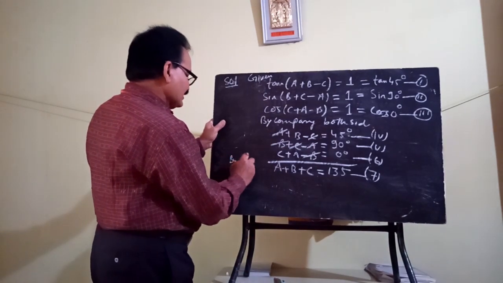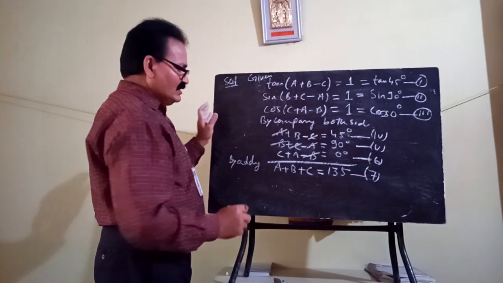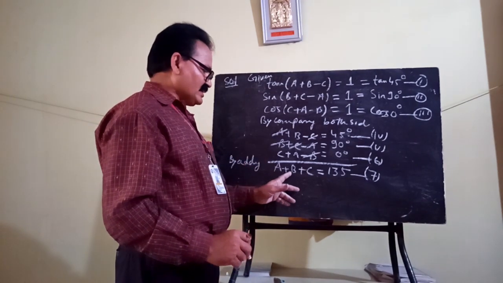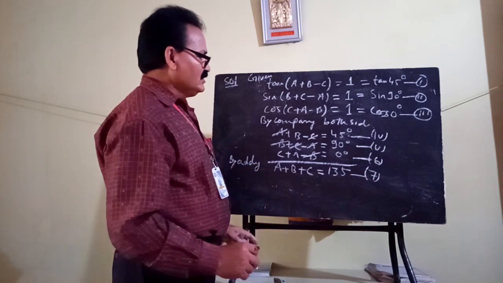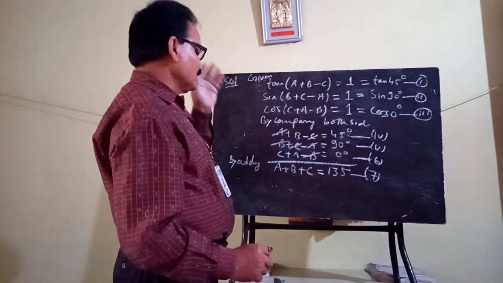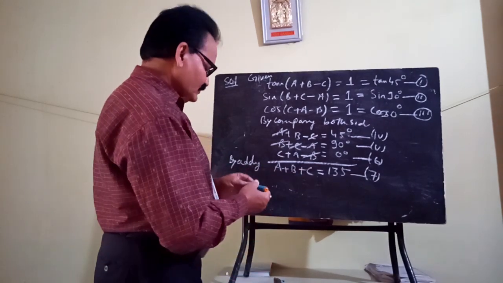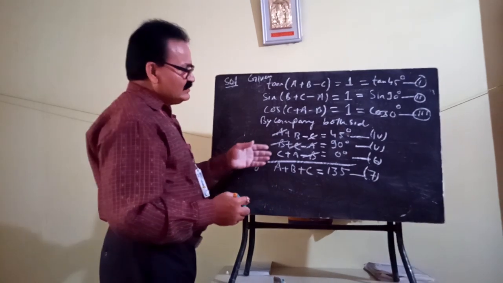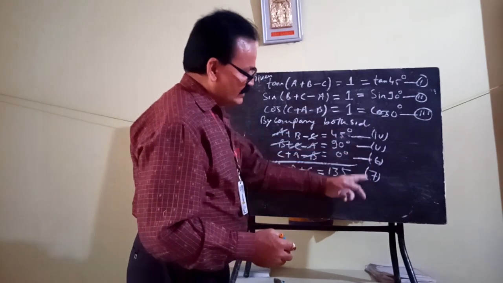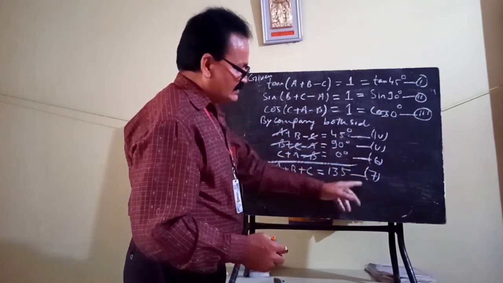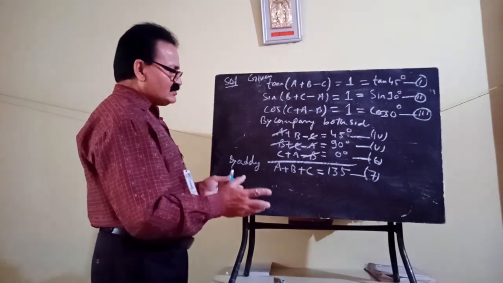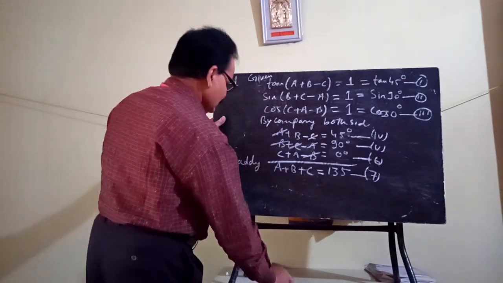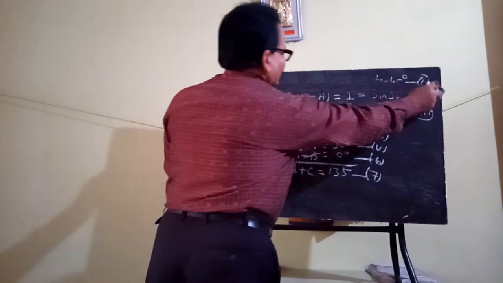Here you can write, by adding all these three equations, you have got a plus b plus c is your 135. Now what you will have to do? Now there are 4 equations, 4, 5, 6 and 7. So from these equations you have to solve. Okay, clear?